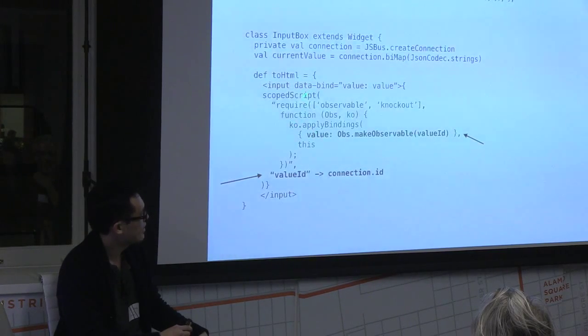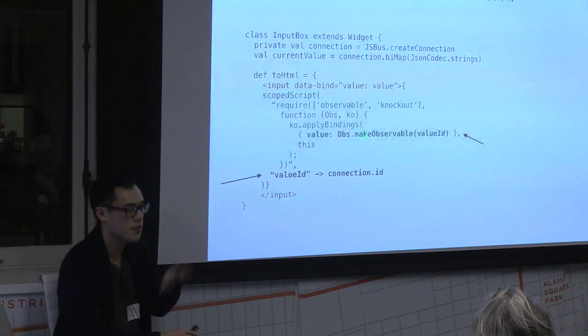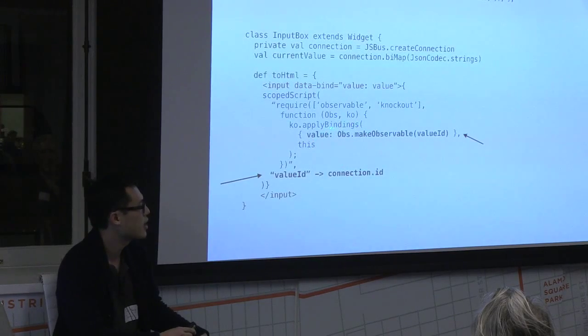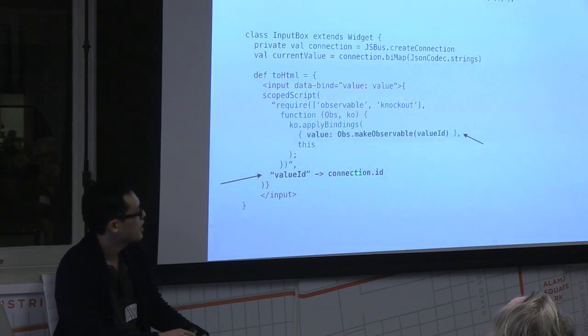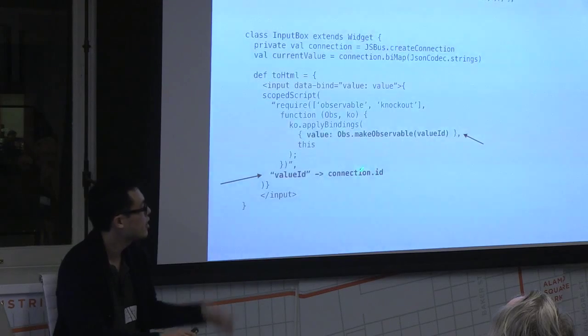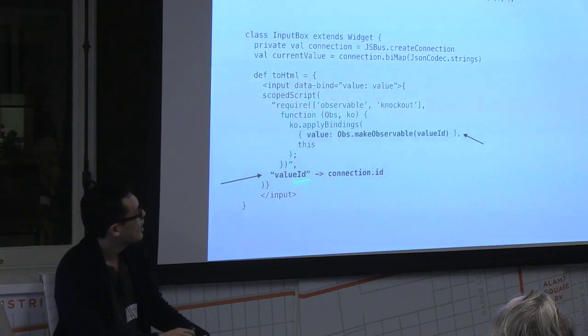So here's where the real dance is, basically. In this toHtml, we create the outer input DOM. And then we call scope script. This JavaScript gets executed before the HTML gets inserted, and this is the thing that sets up the Knockout bindings. When you create a JS bus connection, it comes with an ID, that's the obs111 in the previous example. And then we pass that into the JavaScript via this map. And so value ID is the name of the JavaScript variable where this string is bound.